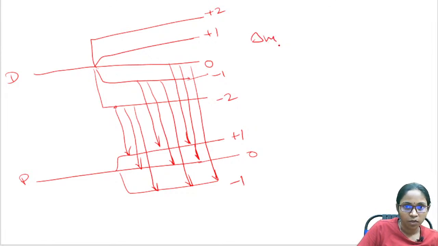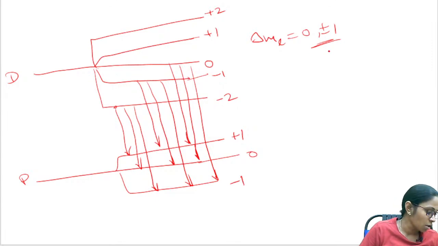Delta ML will be equal to 0, plus or minus 1. Only these transitions are possible; the remaining transitions will not be possible.